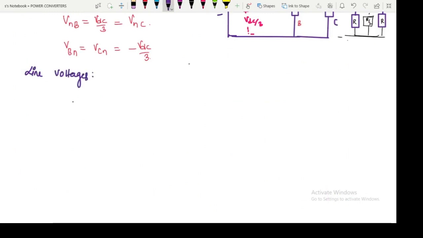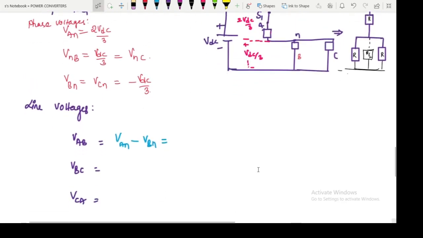Voltages. So what are they? VAB, VBC and VCA, right? So here VAB is VAN minus VBN, whose value is: VAN is plus 2VDC by 3, minus VBN, which is minus VDC by 3. So this will give us plus VDC, right?